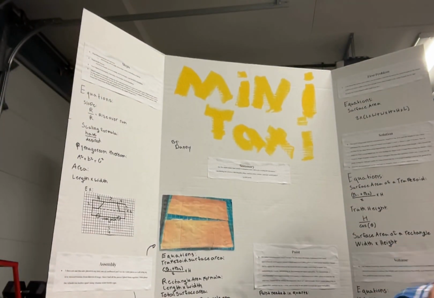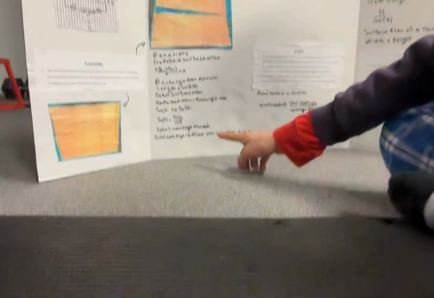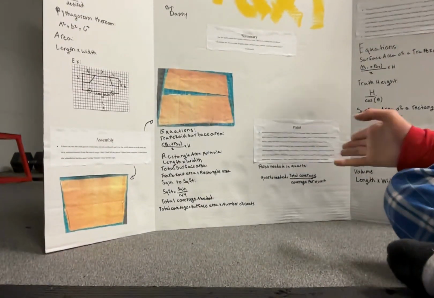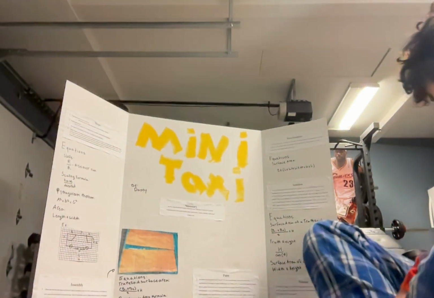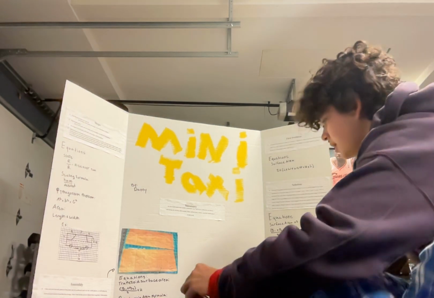And then again, the equations I used the conversion of square feet to square inches. And then I made equations, total coverage, paint needed in quarts. And then I was able to paint my taxi, and that went well.